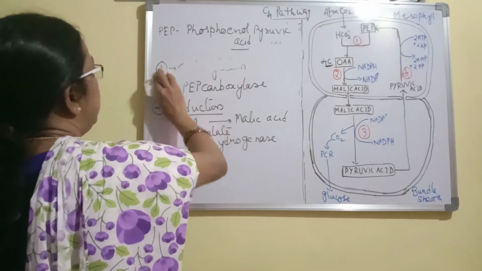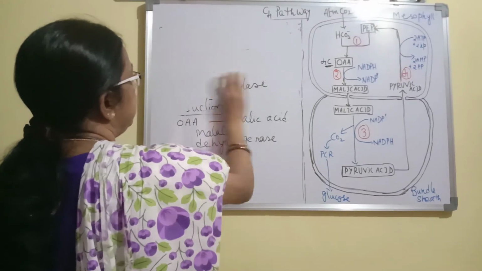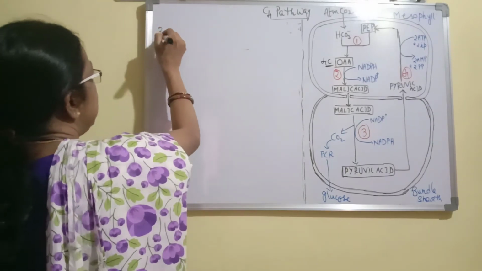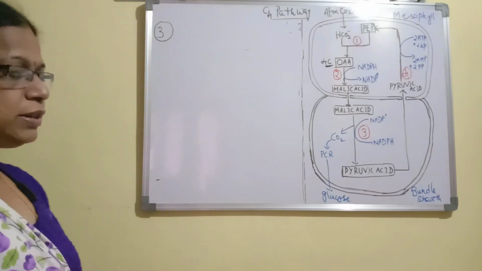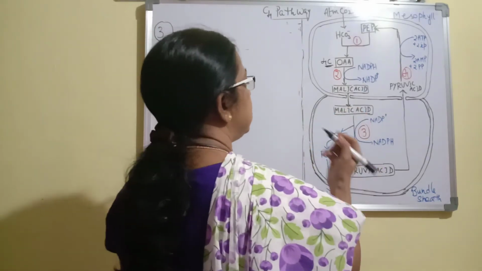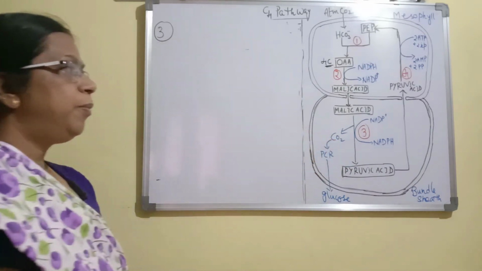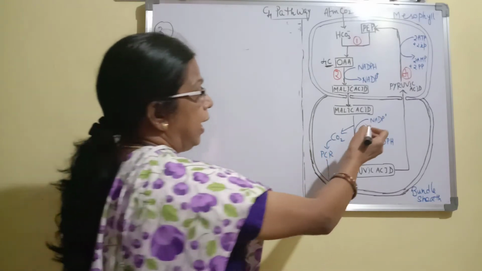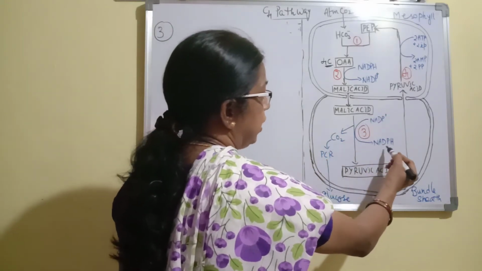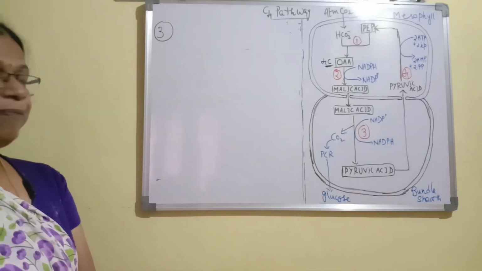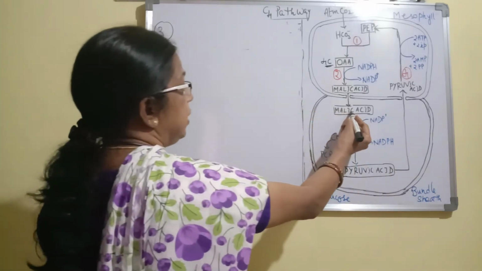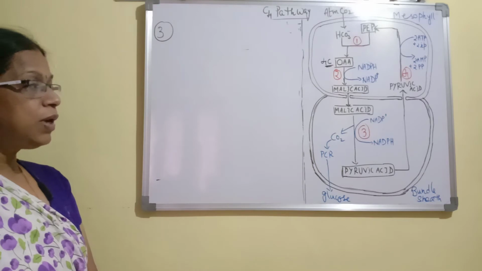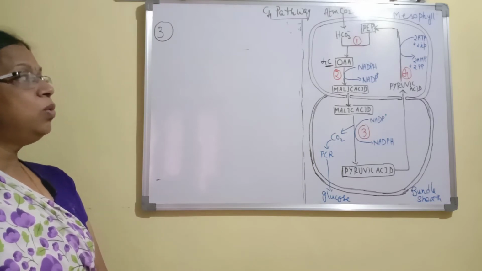Now let us see what are the reactions taking place in bundle sheath cells. So that is the third step. Here malic acid is converted into pyruvic acid, and in the process there is a release of carbon dioxide and NADP is accepting hydrogen and getting reduced to NADPH. That means here malic acid is getting oxidized as well as there is decarboxylation, removal of carbon dioxide, and it is converted into pyruvic acid.